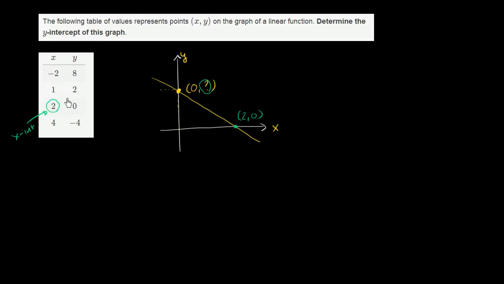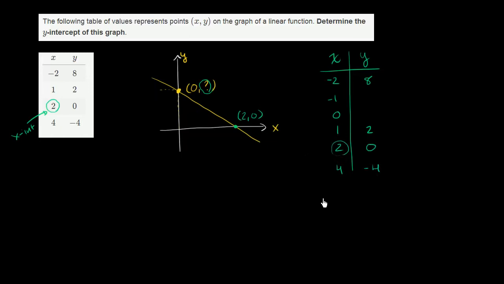So let me rewrite this table so I can give ourselves a little bit more breathing room. So let's say we have x and we have y. And they already tell us that when x is negative 2, y is 8. And I actually want to think about what happens when x is negative 1, when x is 0. Then they tell us when x is 1, y is 2. When x is 2, y is 0. This right over here is the x-intercept. When x is 4, y is negative 4. So they skip 3 right over here.